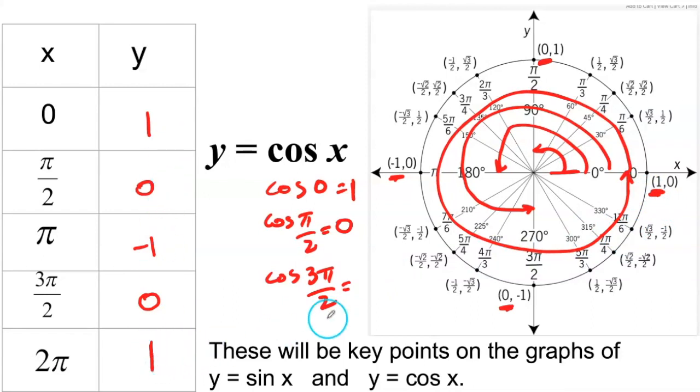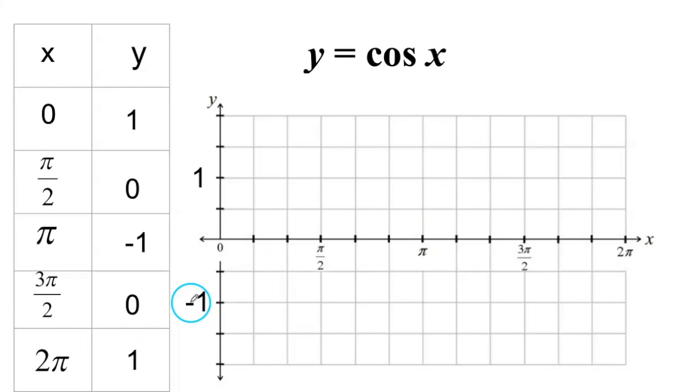Now let's graph them. 0, 1: 0 in x, 1 in y. Pi over 2, 0. Pi, -1. 3 pi over 2, 0. 2 pi and 1.